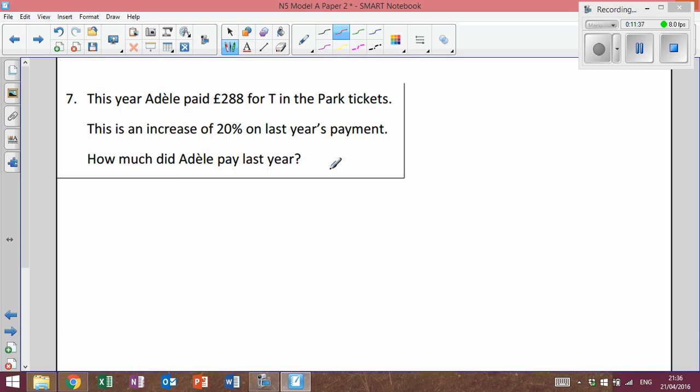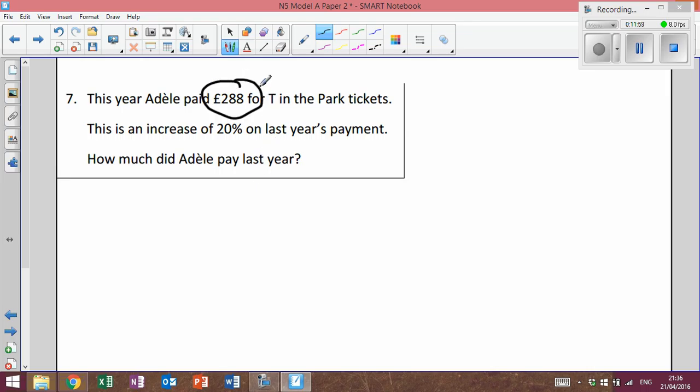Question 7, Adele. Adele paid $288 for 2 in the park tickets. This is an increase of 20% on last year's payment. How much did Adele pay last year? So the key to this question here is you are working back in time. You're told what it is now and you want to know what it was before your percentage change happened.